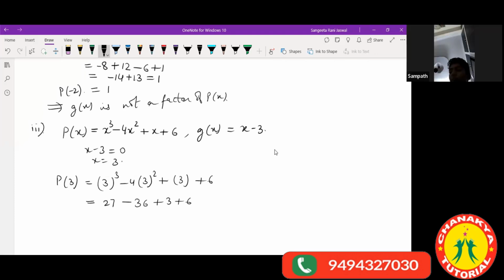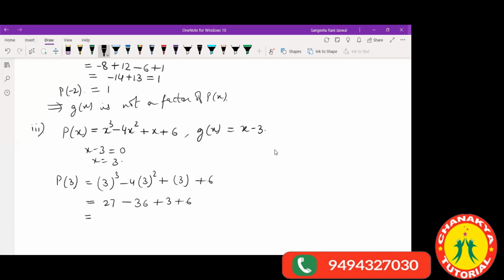Ma'am, it is a factor, ma'am. It is a factor. Okay, so we have 9 and this is 27. So that's 36, 36 minus 36. So that's 0. That means P of 3 is equal to 0. This implies Gx is a factor.